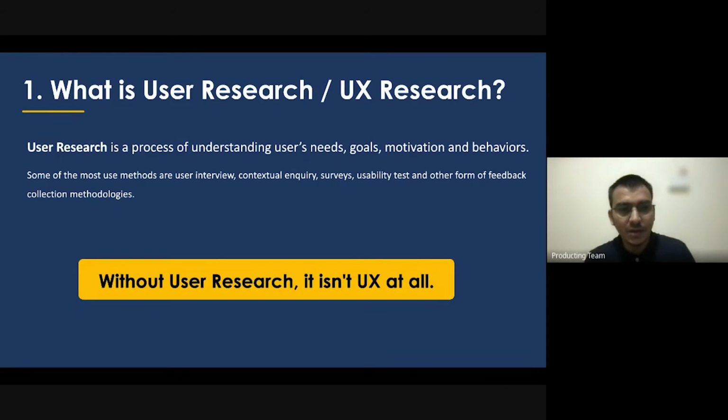Okay, cool, very important. So without user research, it isn't UX at all. Very clear. If you are not doing user research, that means you're not doing UX. So user research is a core aspect of user experience, right? And why it is so important is because you are designing for a human. And if you're designing for a human, and if you don't understand human needs and problems, then you're not designing at all, right? And so it's very important that you should do user research.